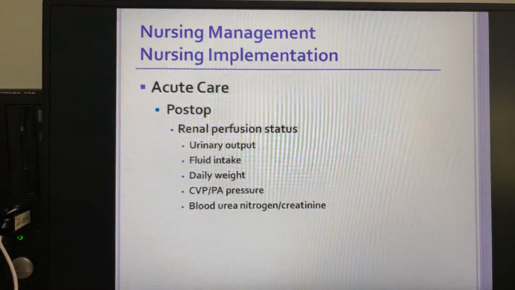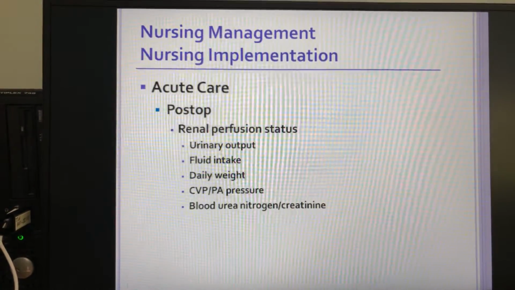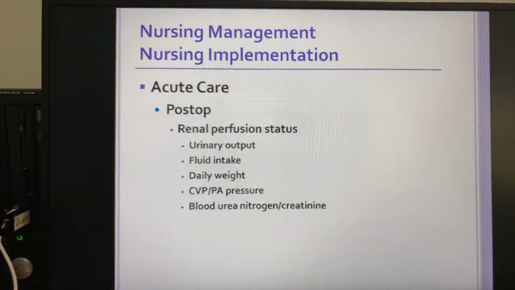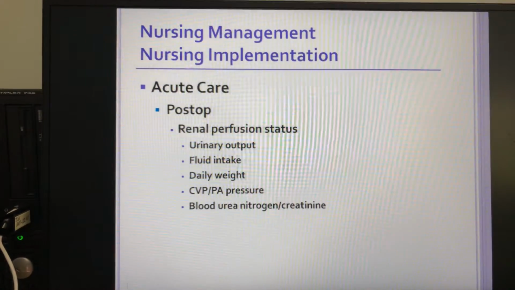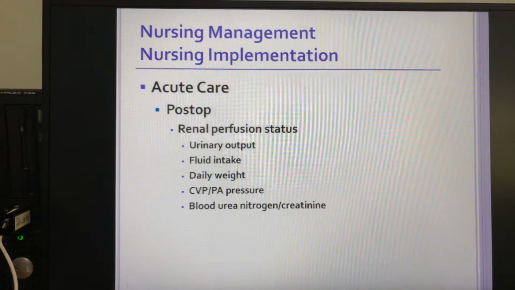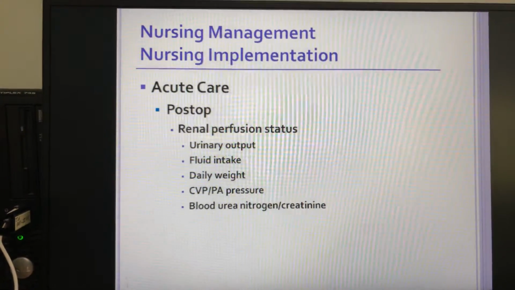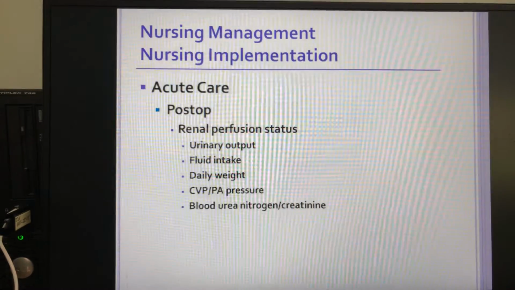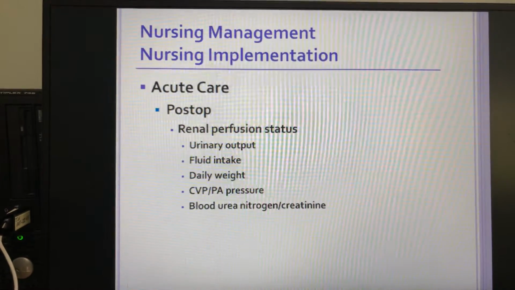And a lot of times when you're doing hourly urine output, you will see a urometer has been attached to the Foley bag for accurate hourly urine output. You want to maintain adequate fluid intake and output and record daily weights until the patient resumes a regular diet.